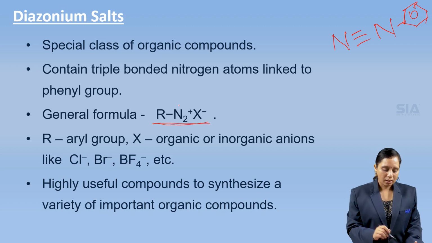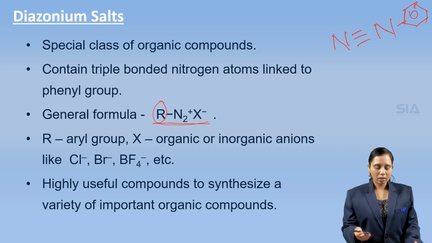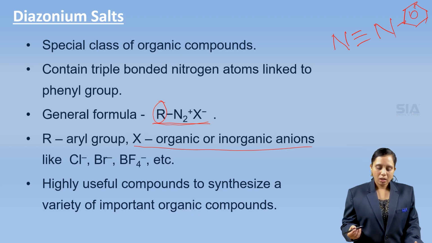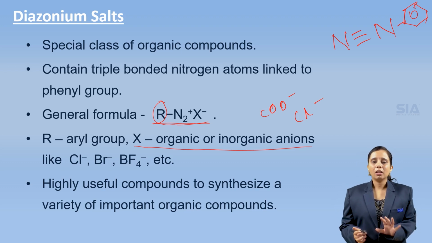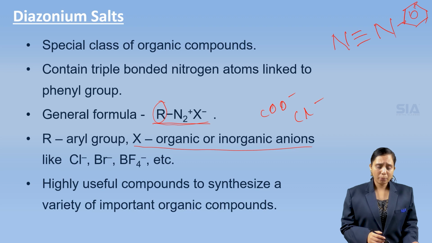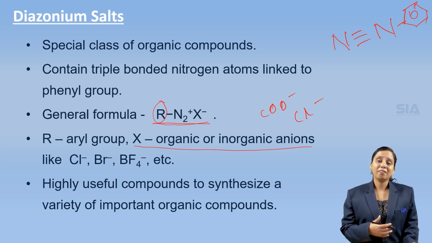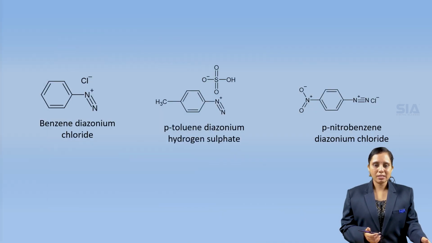In the general formula, R is an aryl group like benzene, aniline, or toluene, whereas X indicates organic or inorganic anions. Organic anions are like COO minus, and inorganic anions are like chloride, bromide, BF4, boron tetrafluoride. These compounds are highly useful as they are used in the synthesis of various organic compounds. A variety of organic compounds can be formed from diazonium salts. Now there are some examples given here.